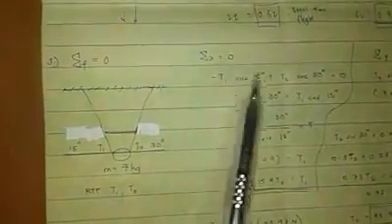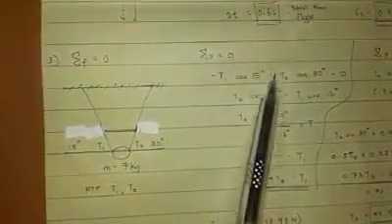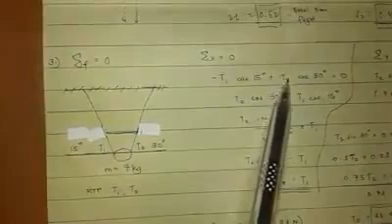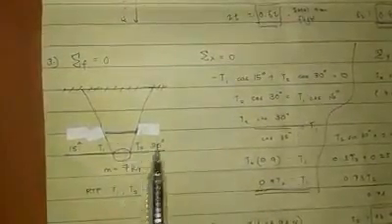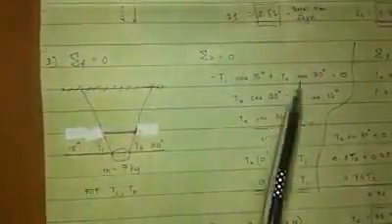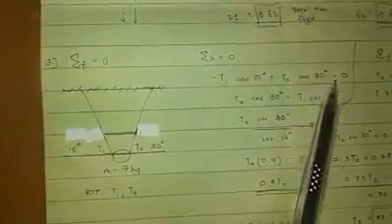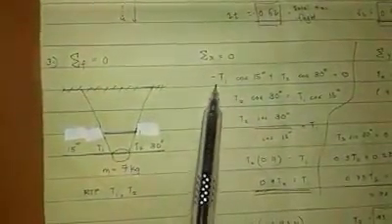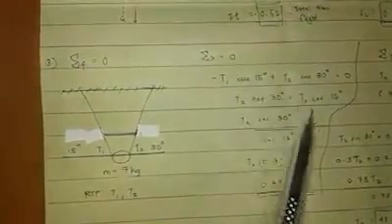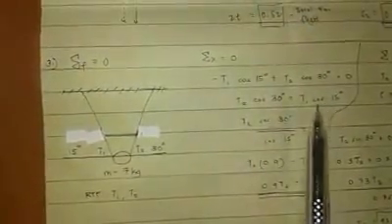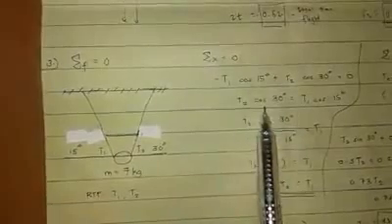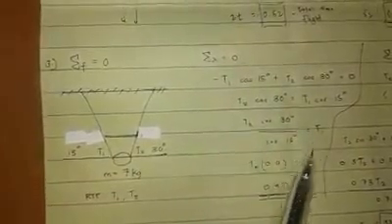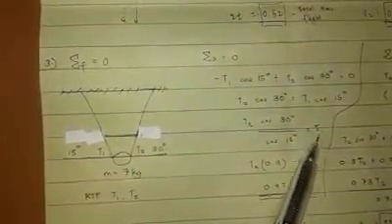So negative T1 cos 15 degrees plus T2 cos 30, since it is the same as well with the T1. So it should be cos 30 degrees equals 0. Then transpose the negative T1 cos 15 degrees to the right side. So it should be like this. Then manipulate the equation for you to find the T1.